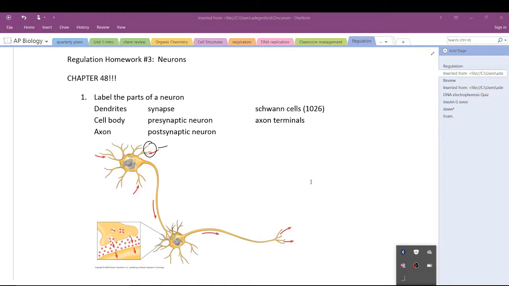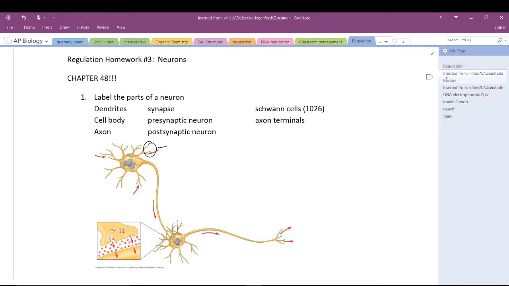Hello, this is Miss Dagenford, and I'd like to switch our attention to the nervous system, and that still falls under regulation, but now we're going to look at how electrical signals are sent to regulate the body. Now, before we do that, we need to establish the basic parts of a neuron. And so these are all the major parts that you need to understand to know what's going on.